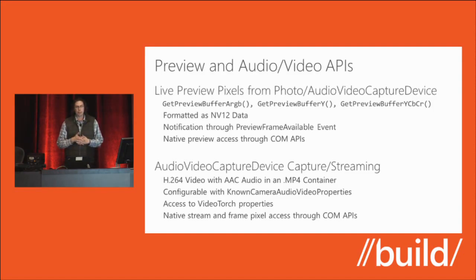We have this AudioVideoCaptureDevice as well, which allows you to access encoded data coming off of the camera. This is H.264 video with AAC audio in an MP4 container. So you can think about how you might want to use that. And there's a whole set of APIs for working with this data, and they're in that known camera audio video properties, and many of them have to do with setting up H.264. One of the things that we received feedback on in previous APIs was that there was no direct control of the video torch. There's obviously a type of application that's very interested in getting at the video torch. So we now have direct access to that using the APIs.